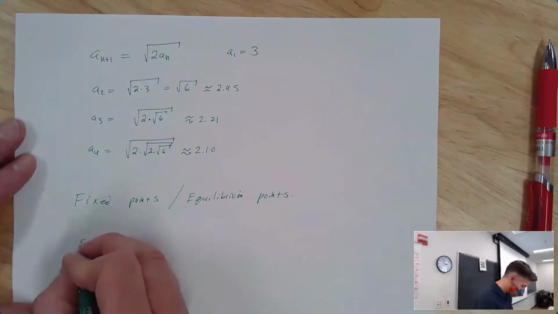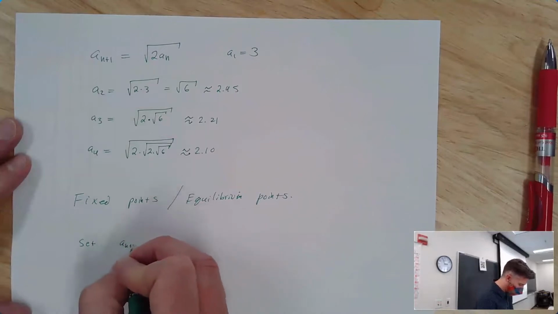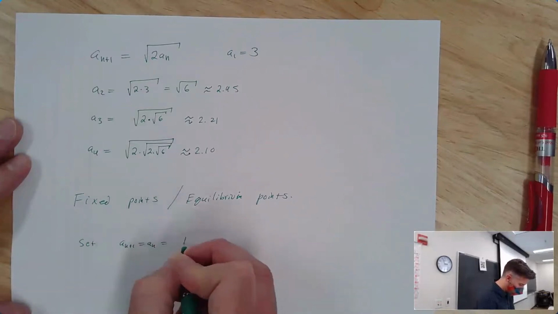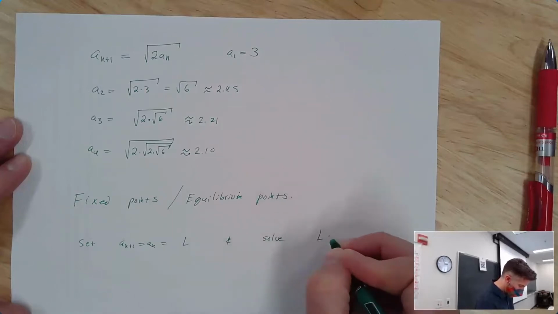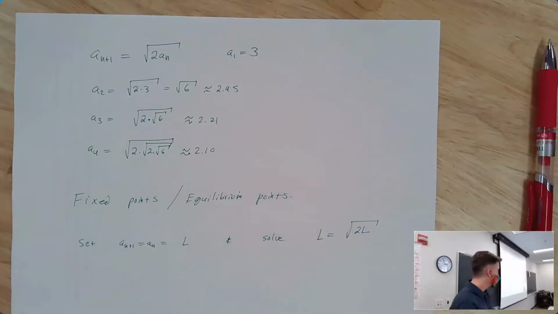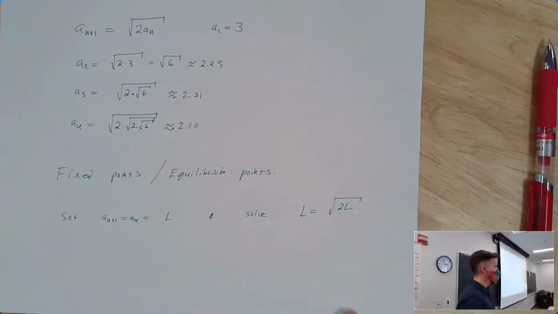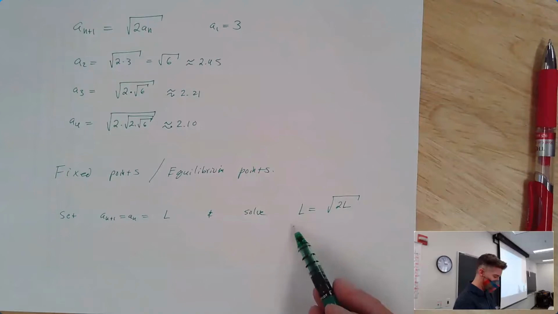So I'm going to set both of those, a sub n plus 1 and a sub n, equal to L, and then solve L equals the square root of 2L. If you look at this long enough, you might just be able to tell what the solutions are. What's one maybe easy solution that L could definitely be? I see 0. If L is 0, does that work?